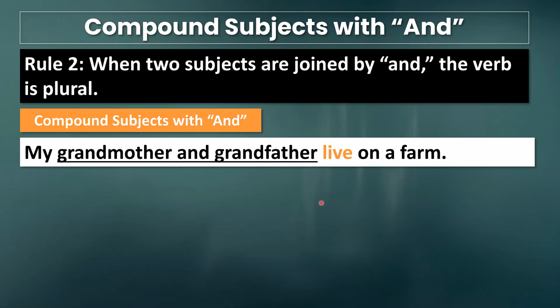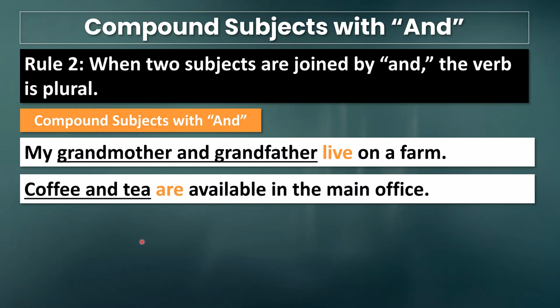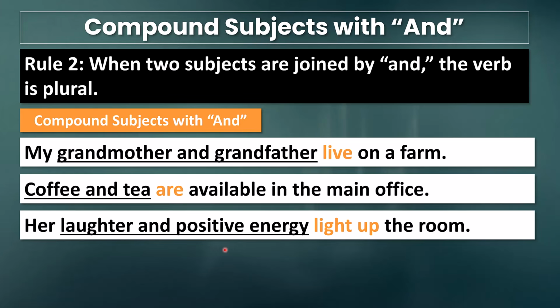They live on a farm. Here's another example. Coffee and tea are available in the main office. So this compound subject, once again, requires a plural verb. Her laughter and positive energy light up the room. So when we have 2 subjects joined by the coordinating conjunction and, the verb is plural. You could not say my grandmother and grandfather lives on a farm. This and means we need a plural verb.